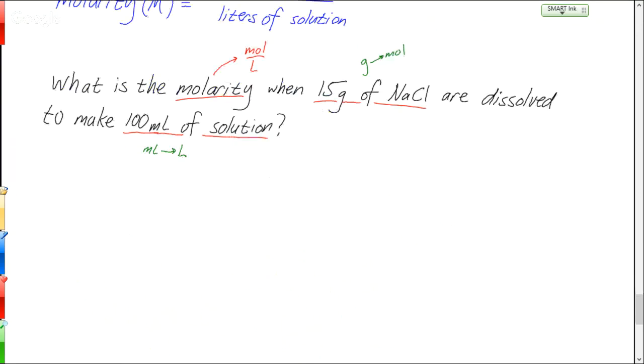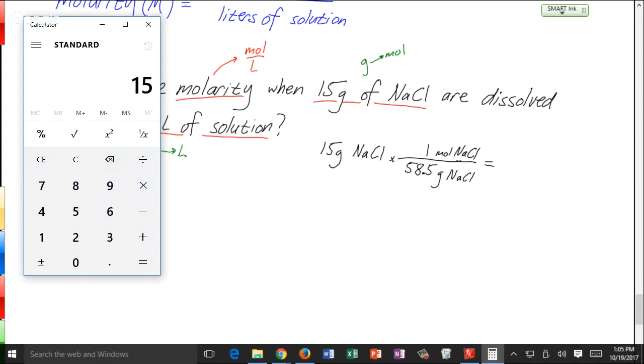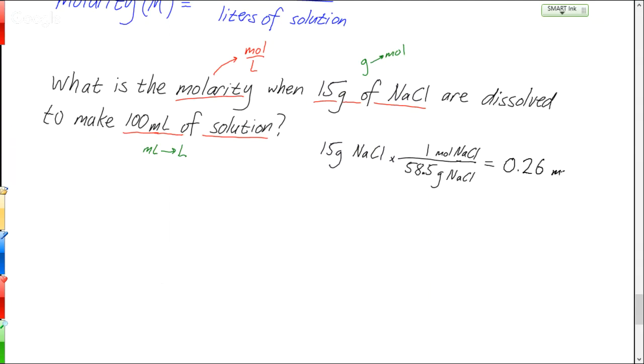So we've done those conversions before. Grams of sodium chloride, we can convert grams to moles by using the molar mass. So that's 23 for sodium and 35.5 for chlorine. So that's 58.5. 15 divided by 58.5. And that's moles of NaCl, okay? So that's not molarity yet. That's just the number of moles of NaCl in 15 grams.